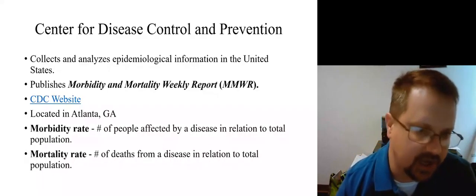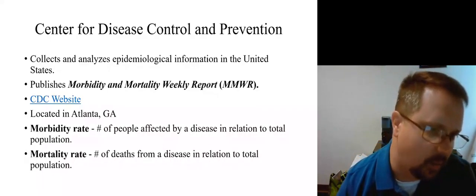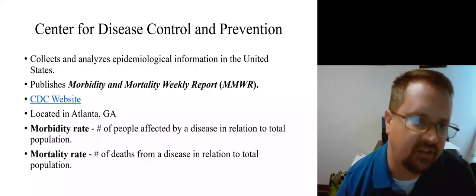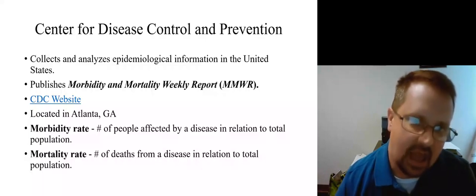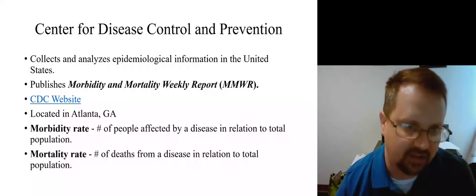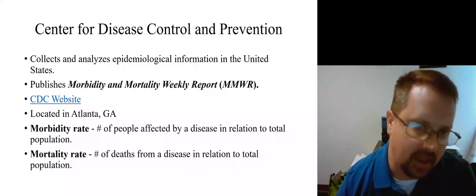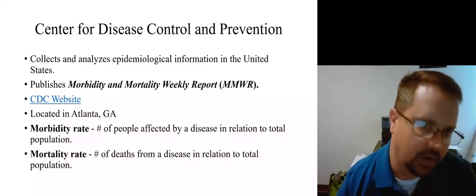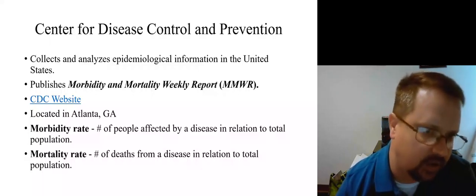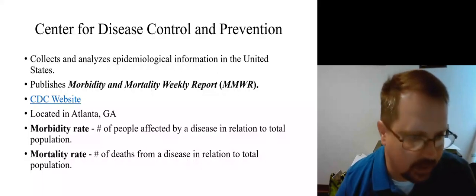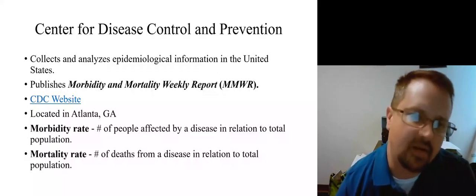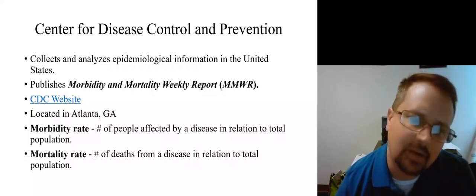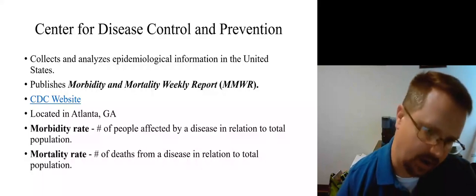Last thing I really want to talk about is morbidity, mortality, things like that. The Center for Disease Control collects and analyzes epidemiological information in the United States. The Morbidity and Mortality Weekly Report, the MMWR, and there's their website if you'd like to go to it. It's located in Atlanta, Georgia. Morbidity is the number of people affected by disease in the population. Mortality is the number of deaths. They're not the same thing. They are different. Okay?